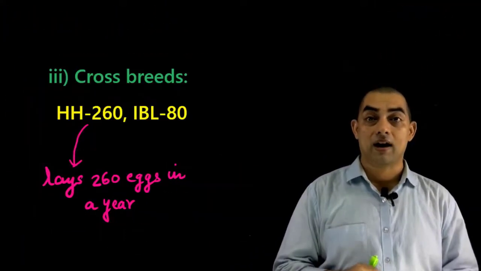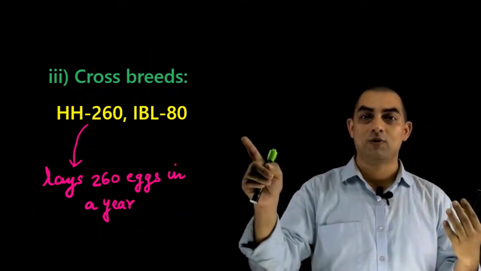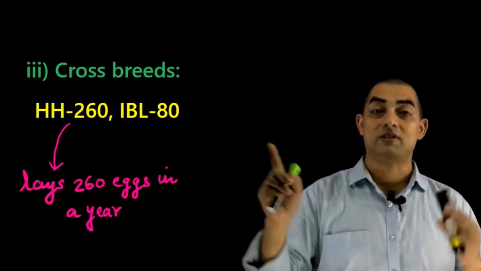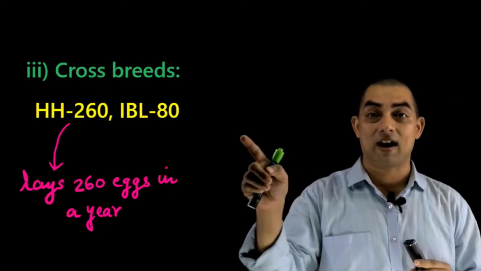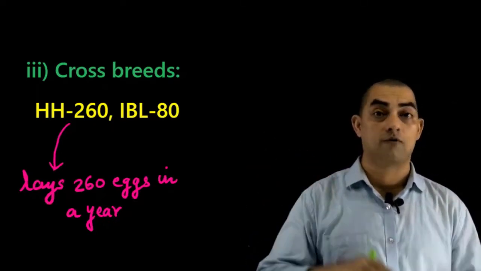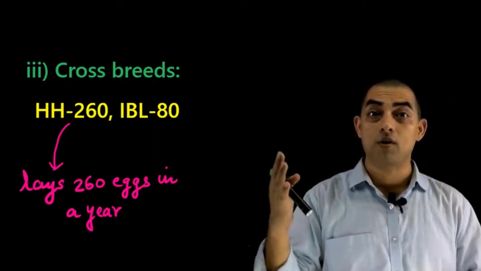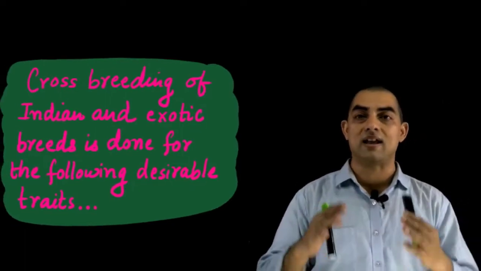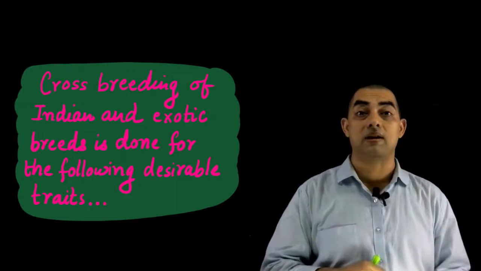Now, there are some crossbreeds also in India. One of the crossbreed is H260, which lays almost 260 eggs in a year. The other variety, IBL80, is generally a broiler, gives you a lot of meat. But now you must be thinking, why are we going for these crossbreeds? Yes, so crossbreeding of the Indian and exotic breeds is done for the following desirable traits.